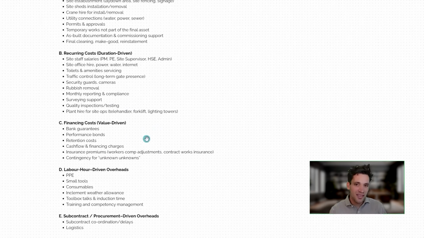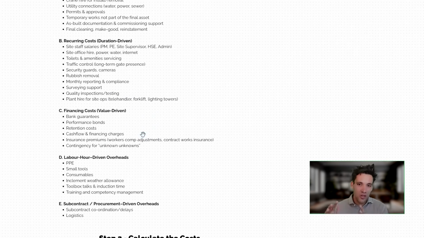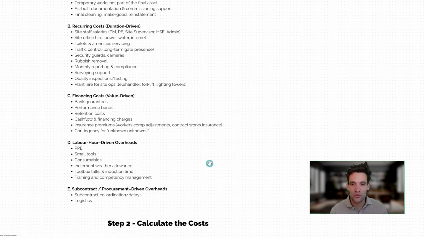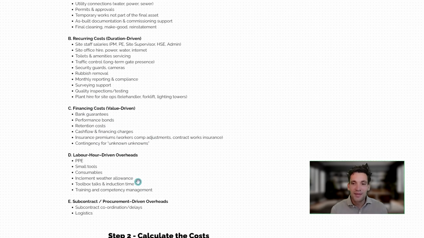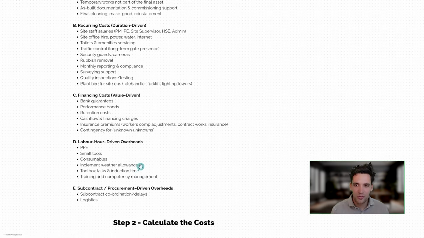You then got financing costs. So these are things that are driven by the contract value. So things like bank guarantees, performance bonds, retention costs, finance costs associated with cash flow shortfalls, insurance premiums, and contingency for unknown unknowns. So typically you'd have some sort of black swan event contingency bucket, which is just a percentage of the overall project value. I'm calling these indirect costs, but you can also group them under risk and opportunity.